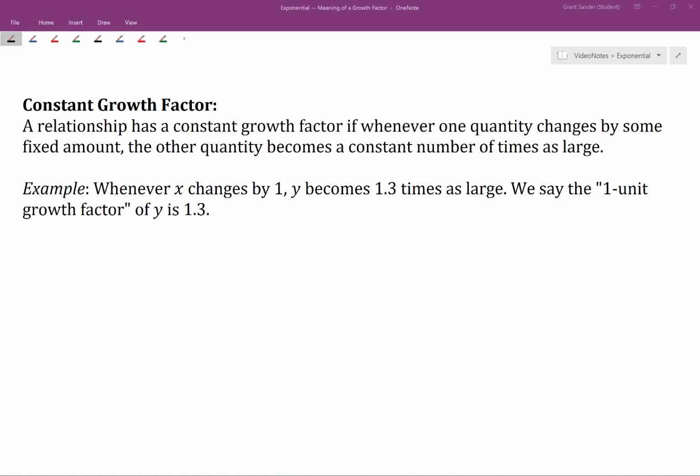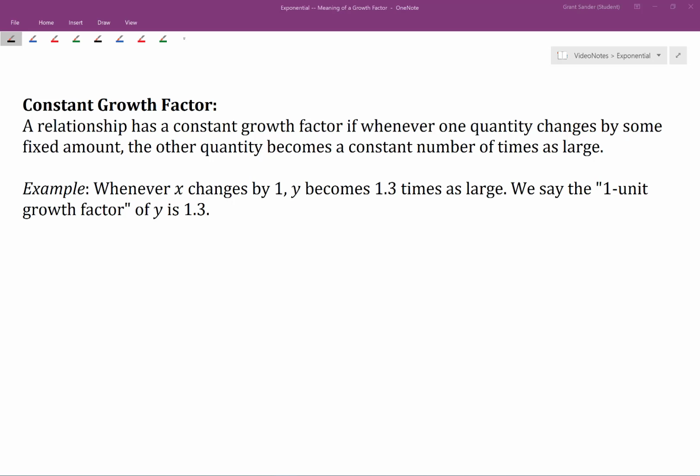In this video, we will look at the idea of constant growth factors. A function relationship has a constant growth factor if whenever one quantity changes by some fixed amount, the other quantity becomes a constant number of times as large. So for example, whenever x changes by 1, y becomes 1.3 times as large. In this case, we say this relationship has a constant growth factor.